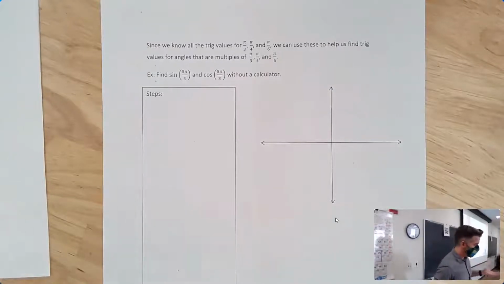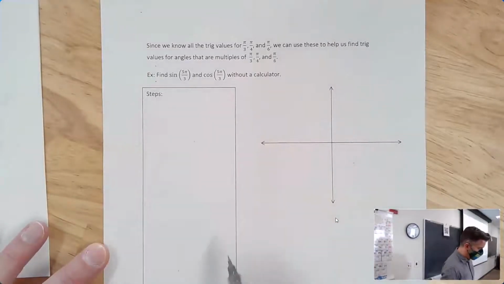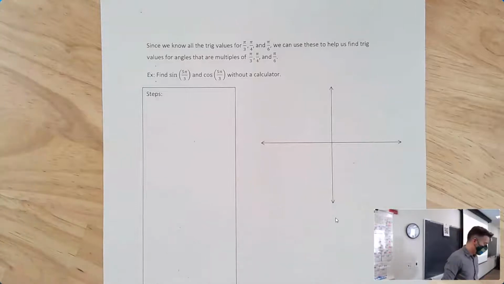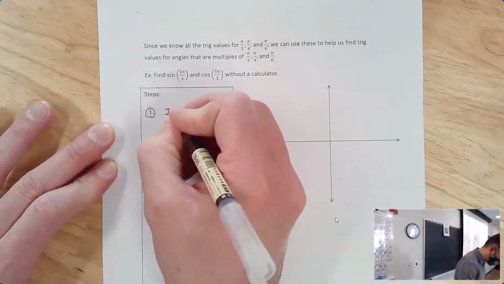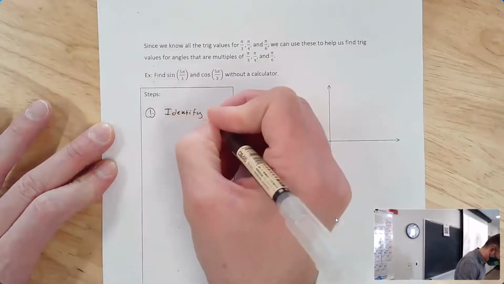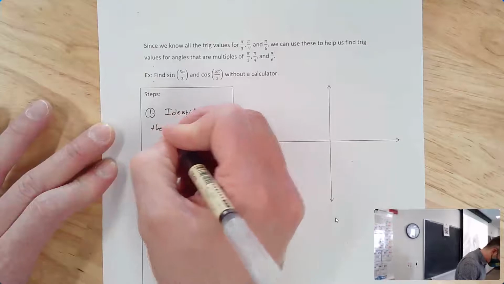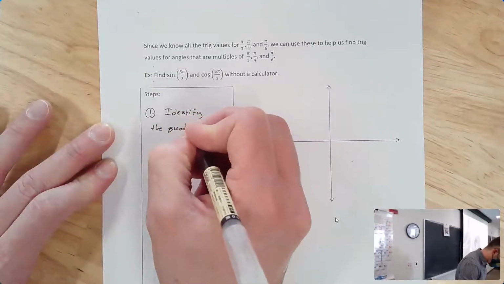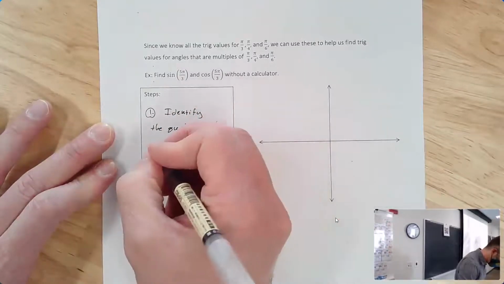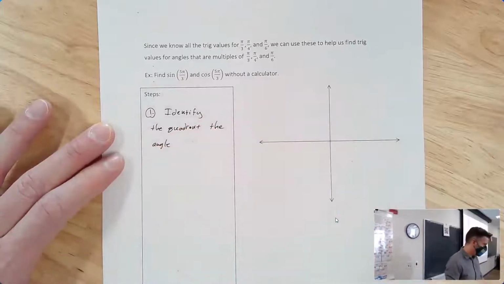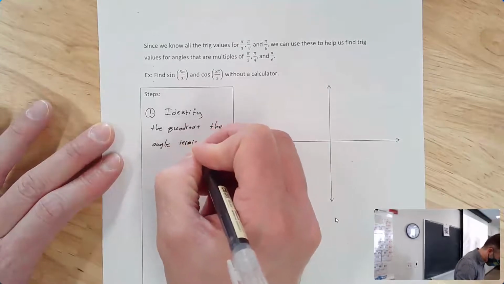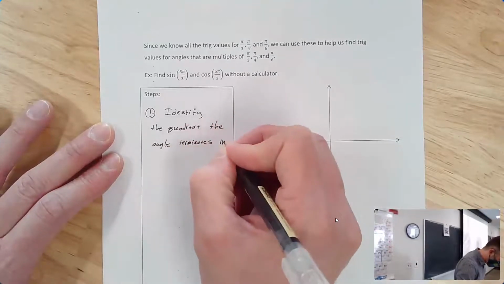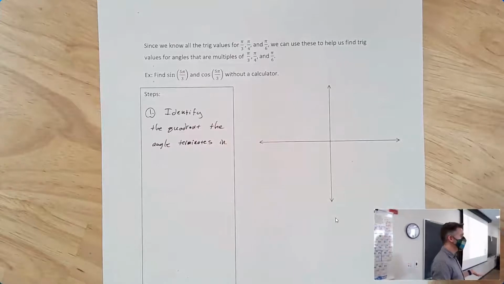So let's use this to find sine of 5 pi over 3 and cosine of 5 pi over 3. And there's going to be some steps. The first one is identify the quadrant. Identify what quadrant the angle lives in, or you could say the quadrant the angle terminates in if you want to be more mathy with your language. So 5 pi over 3 ends in quadrant 4.